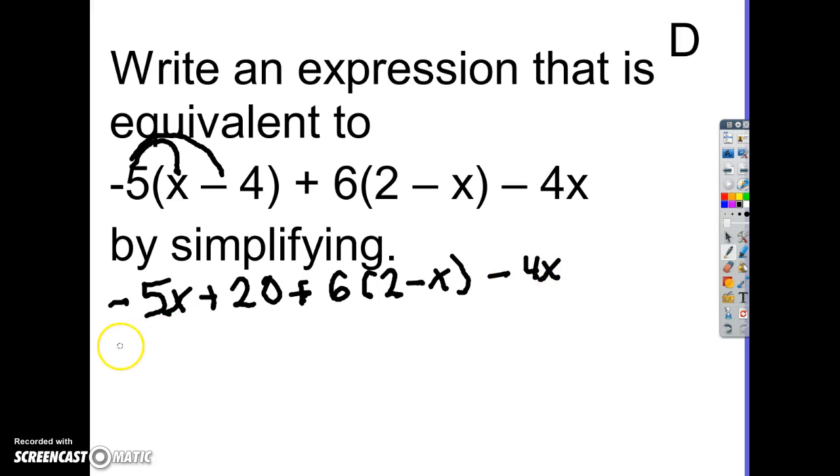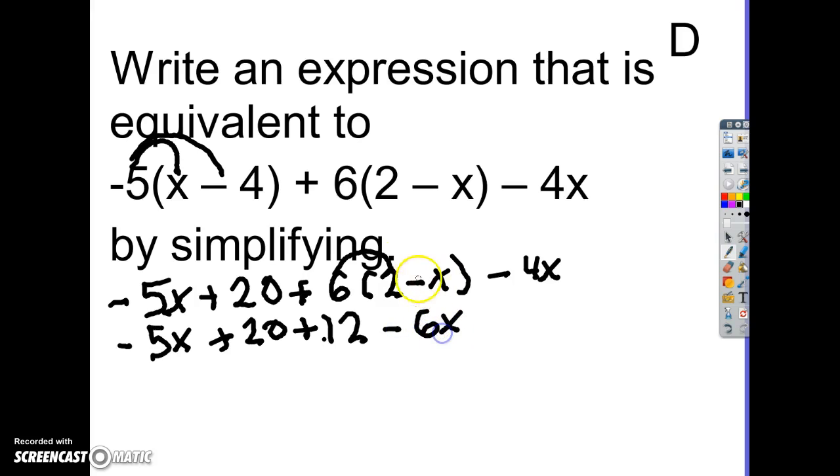Start on the left side and write this all over again until we get to the parentheses, and then we will have 12 that we are adding because you have 6 times 2, and then you will have -6x because you did 6 times x, which means put 6 in front of x. Then you have -4x at the end.